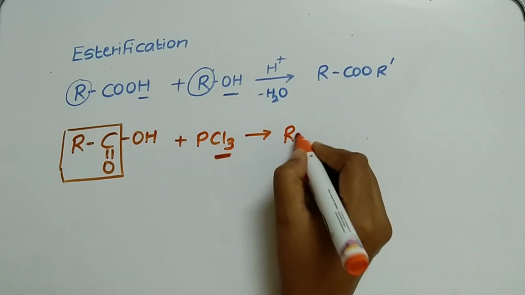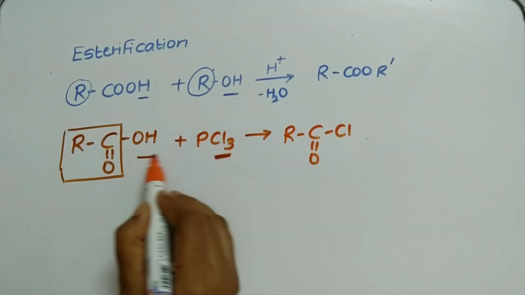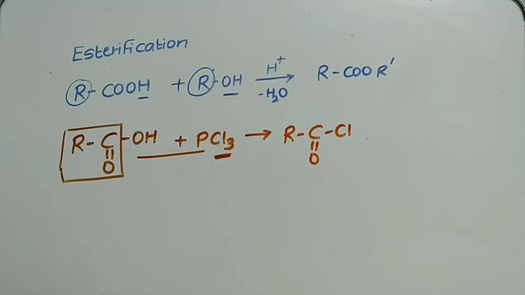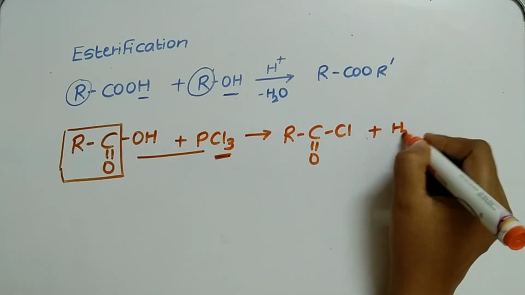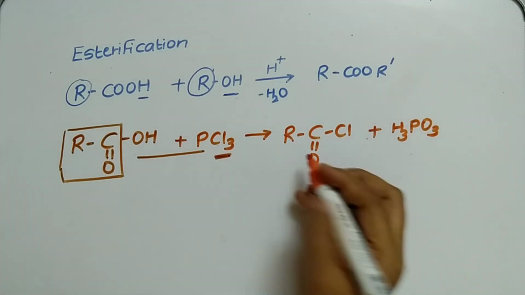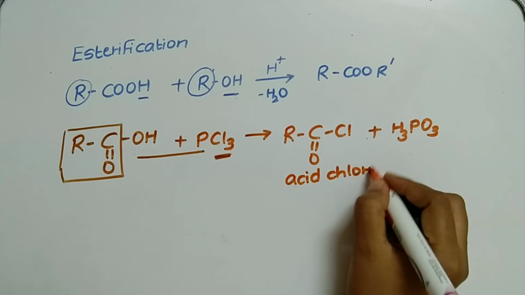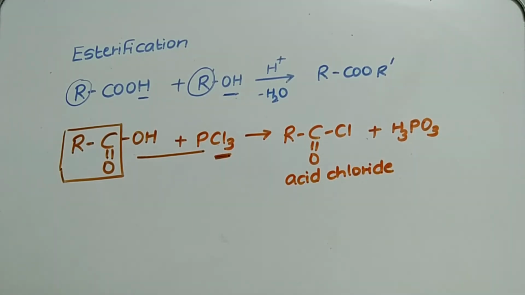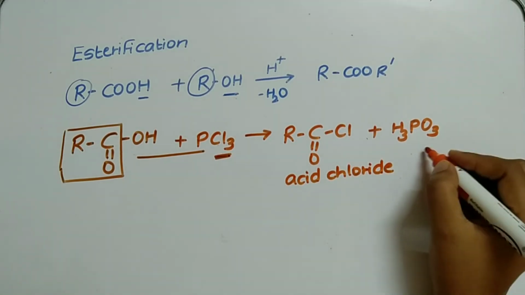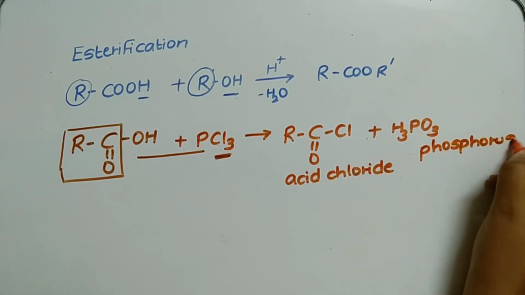So that is RCOCl. What is left here now? OH and P, correct. So the byproduct is H3PO3. So what is this general compound? Generally I have written it. It is called an acid chloride compound. And this H3PO3 is phosphorus acid.